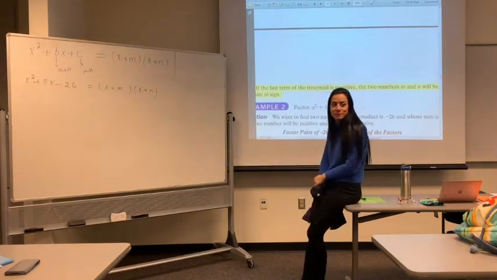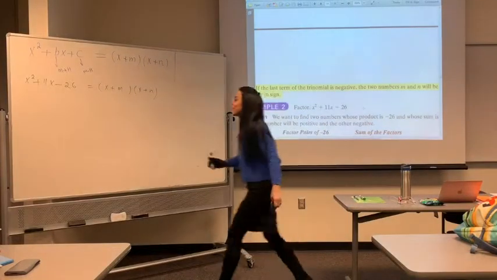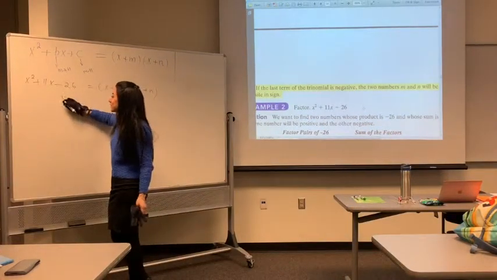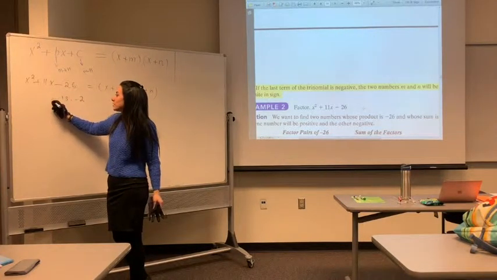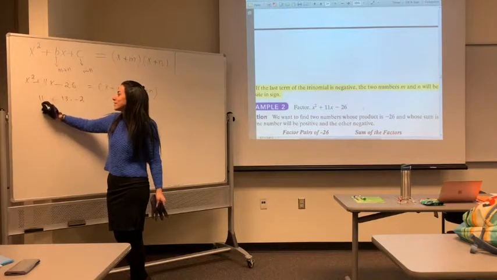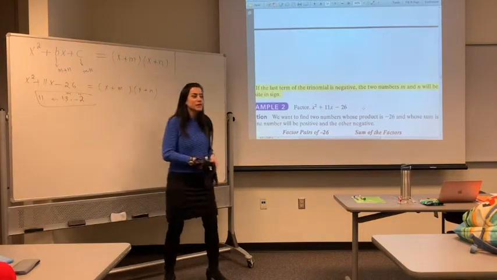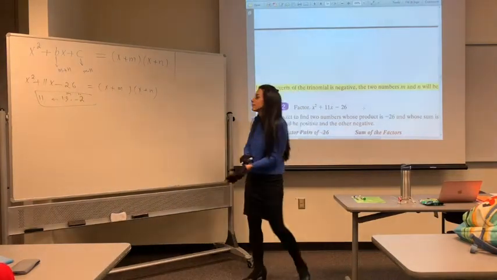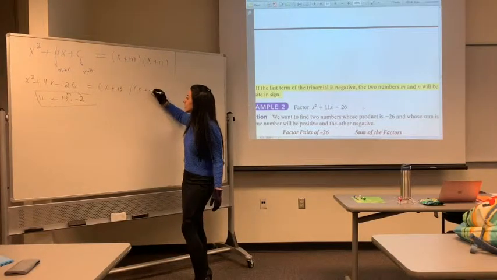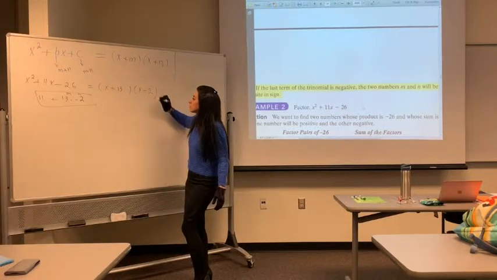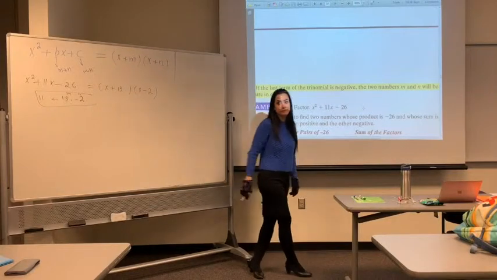Which numbers are you choosing? 13 and negative 2. So we add them together, we will have 11. That is the correct answer. Right? So instead of n, we have 13, and here we have negative 2. Is that correct?